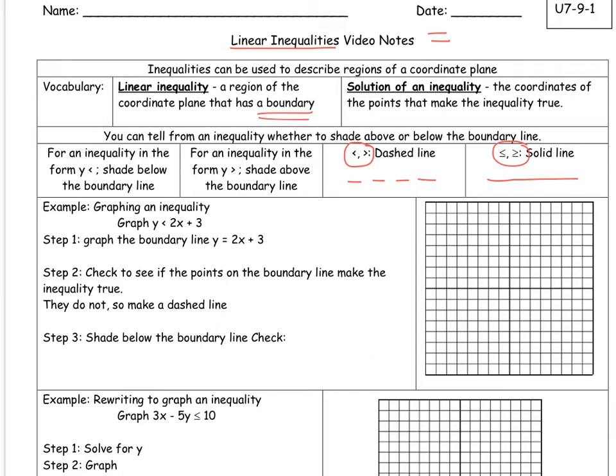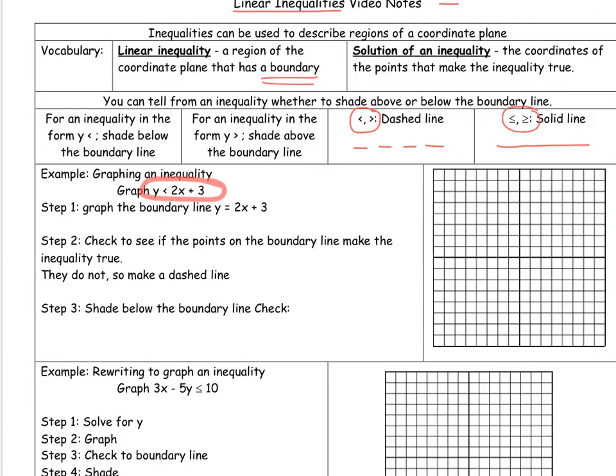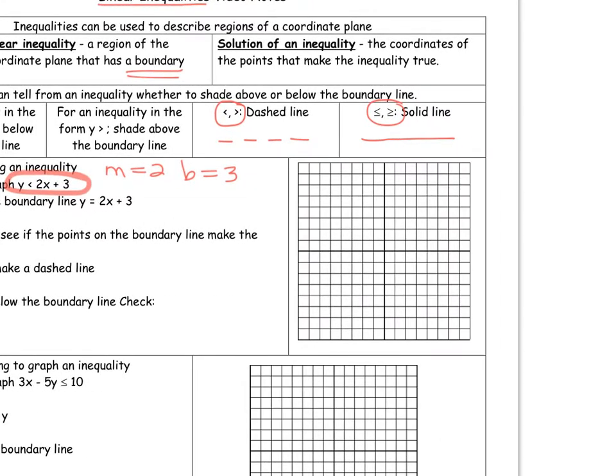So let's go ahead and get started by graphing this inequality right here, which is y is less than 2x plus 3. So we're going to graph that just like we would graph a linear equation. Use the slope of 2 and the y-intercept of 3 to graph the equation. The only difference between the inequality and the equation is what the line looks like.